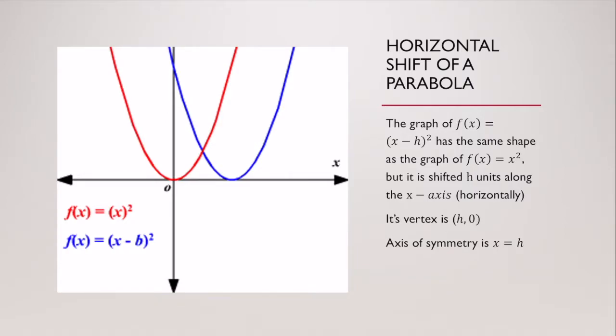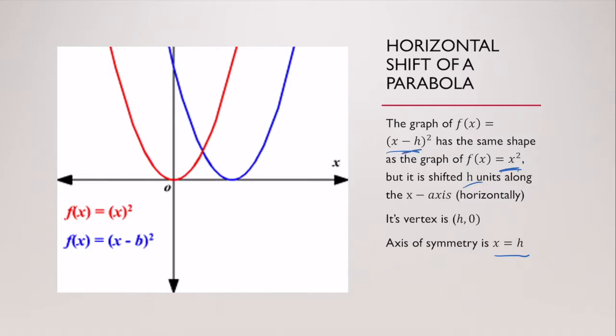Next, let's examine how to shift a parabola horizontally. We just figured out how to shift a parabola vertically. Now we're going to learn how to shift it horizontally. So if I have my graph f of x equals (x minus h) squared, it's going to have the same shape as our squaring function, but it is shifted h units along the x-axis. And its axis of symmetry is x equals h because we're shifting along the x-axis.